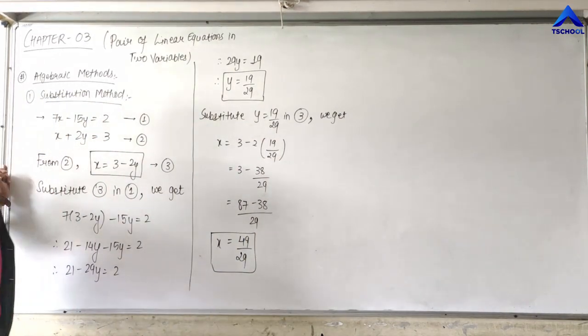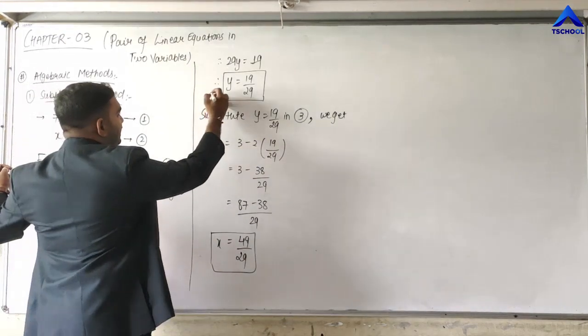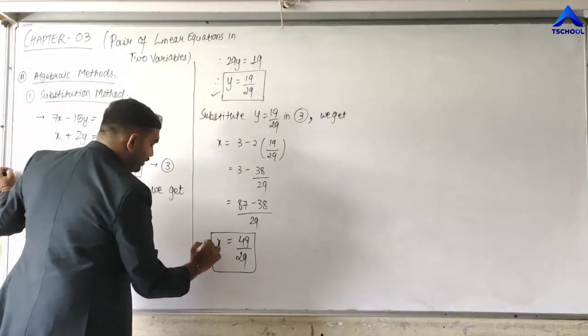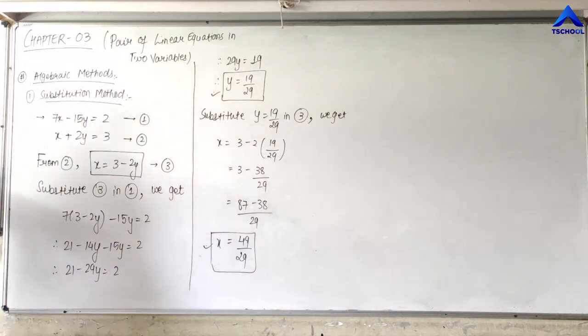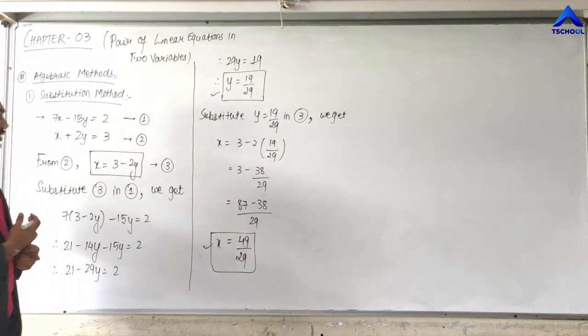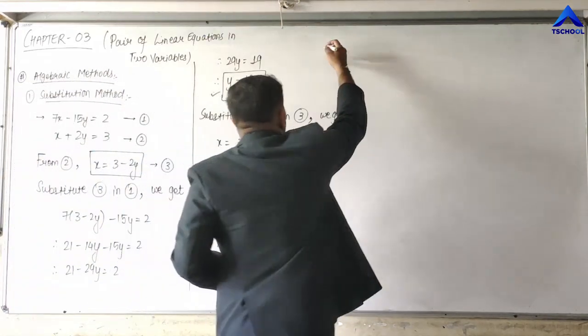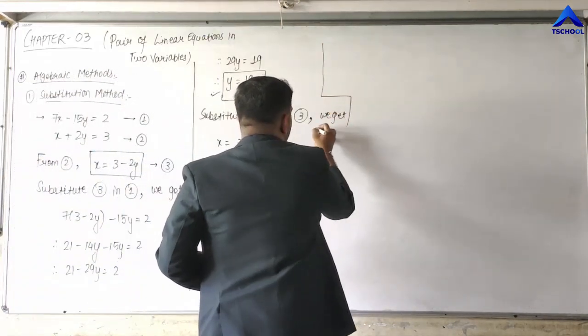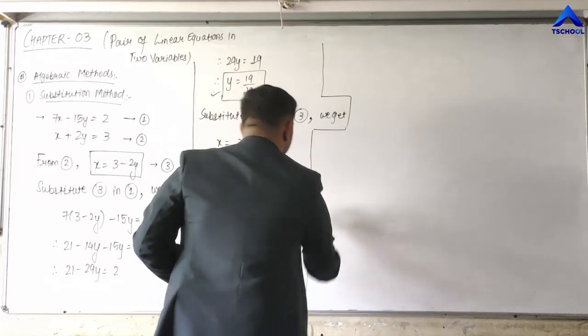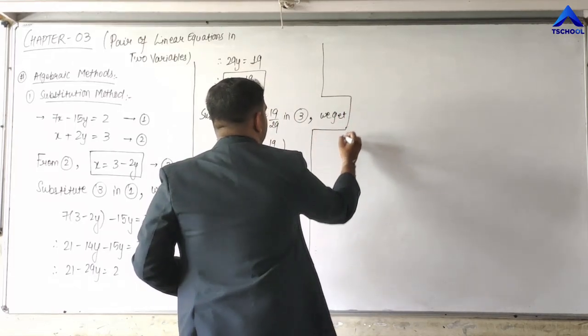Hence the solution to this pair of linear equations is x equals 49 upon 29 and y equals 19 upon 29. So in this way you can see how the substitution method works. Is it clear, everyone? Yes or no? Okay, good. Let me take another example so that we can practice it here itself, and then I shall give you some sums for practicing by yourself.